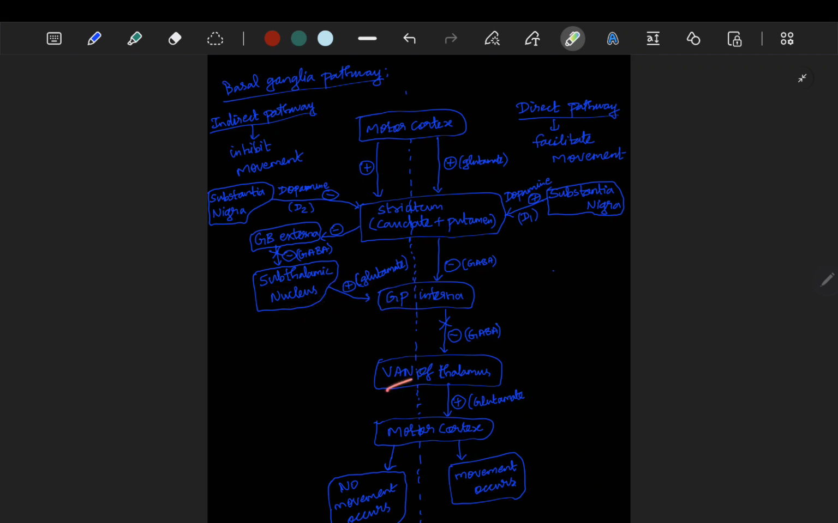Globus pallidus interna is stimulated, so this inhibits the ventrolateral nucleus of the thalamus, which then leads to inhibition of the motor cortex, and no movement occurs. So we have seen all the nuclei.